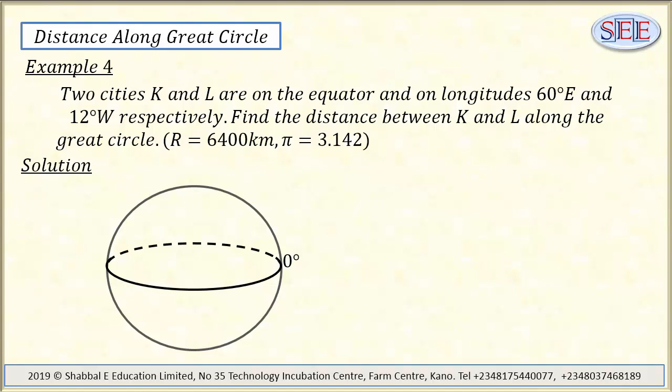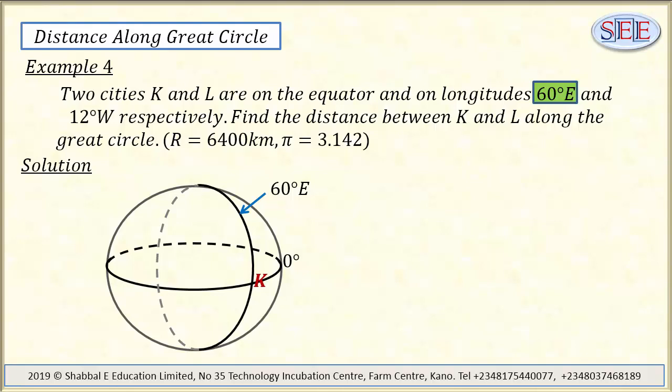But K is on longitude 60 degrees east. Look at 60 degrees east highlighted. So I'll draw this longitude 60 degrees east, something like this. Look at it. This is the longitude 60 degrees east. So that will be the position of my K, where the equator crosses the longitude 60 degrees east. That is the position of K.